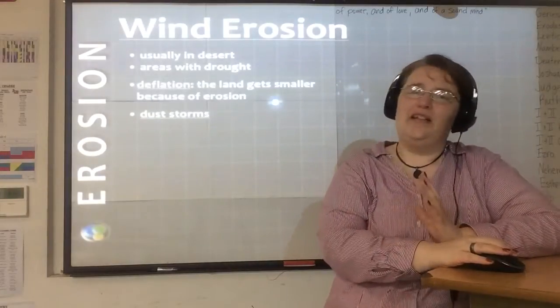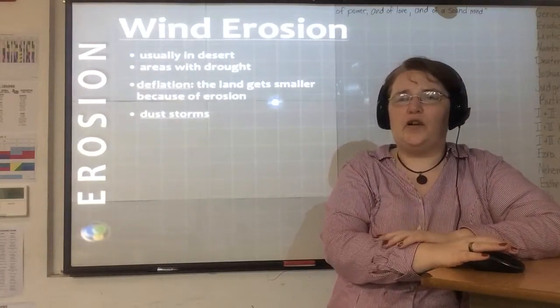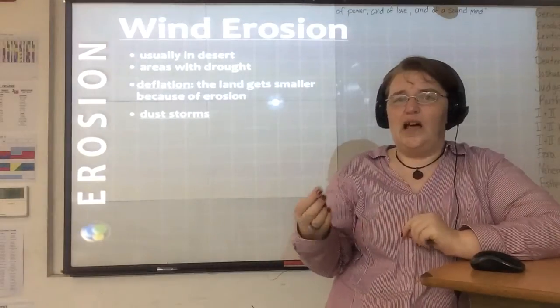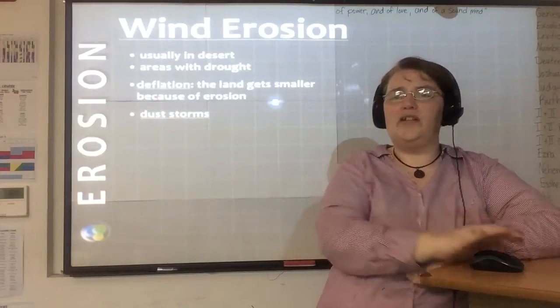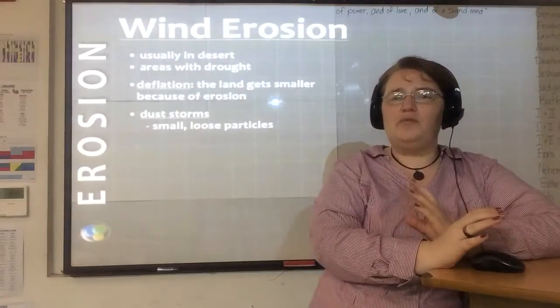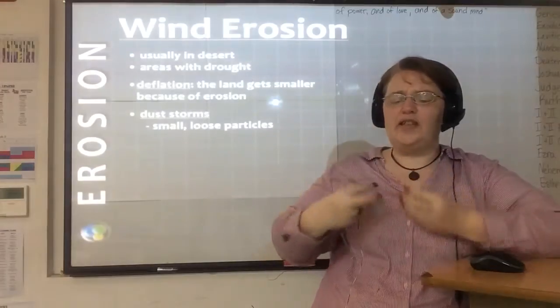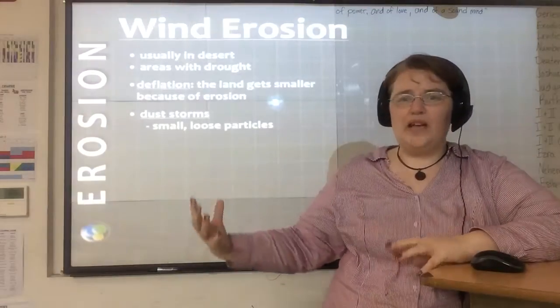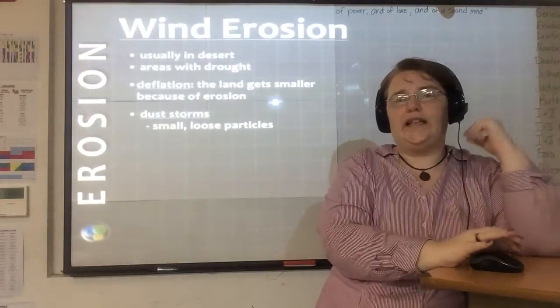Because of wind erosion, which happens usually in the desert, of course, we get what we call dust storms. Now, dust storms are the smaller pieces of sediment, like clay and silt, and it can get very, very tall, sometimes hundreds of meters high, and this is just loose sediment on the surface. If there's a lot of wind coming up, it can pick up that dust and cause a great cloud to move across the land.